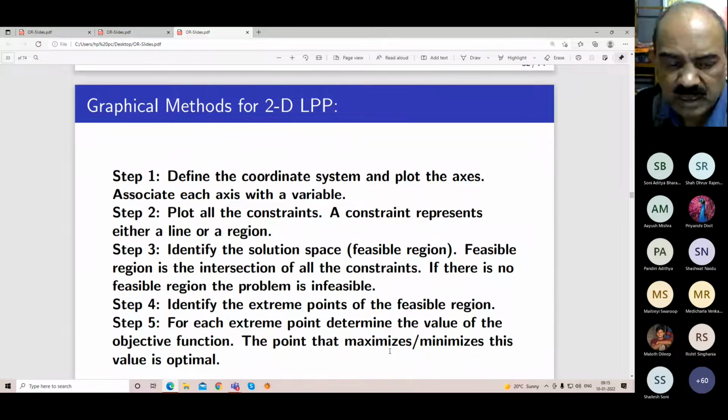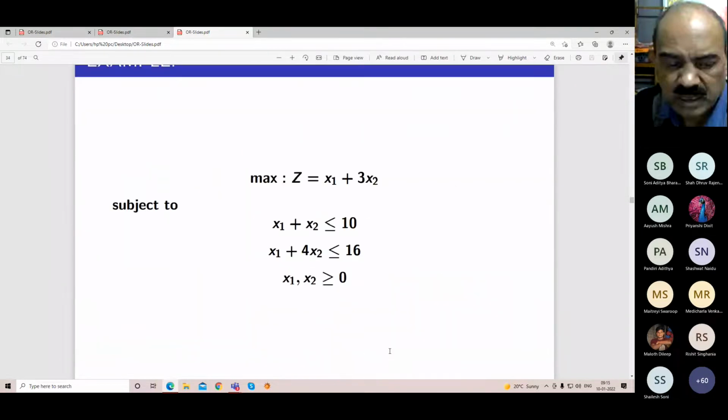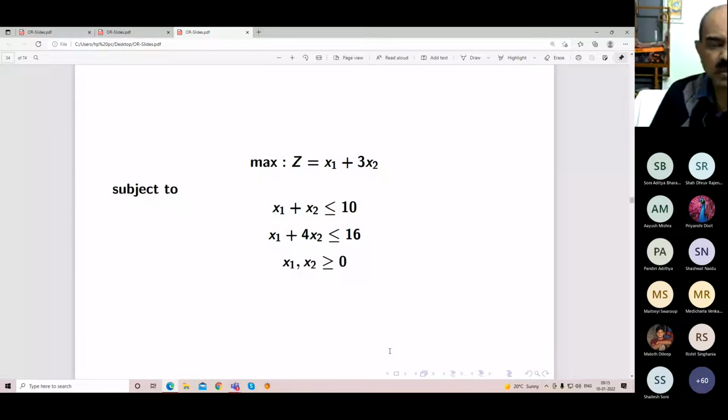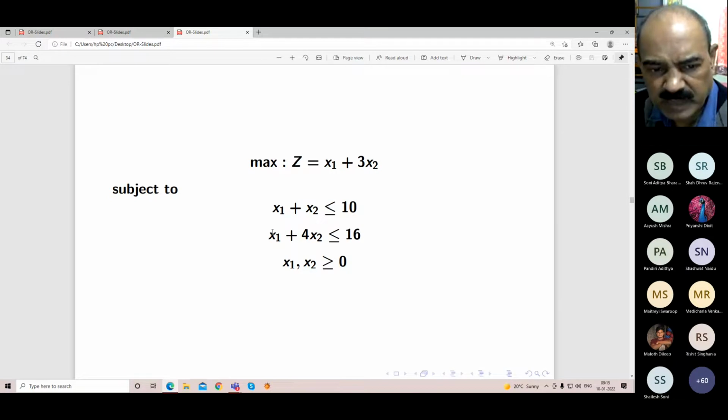Okay. So earlier we have taken systems to find the basic feasible solution. One of the equations was x1 plus x2 plus x3 equal to 10. Another was x1 plus 4x2 plus x4 equal to 16. I am not writing that now.